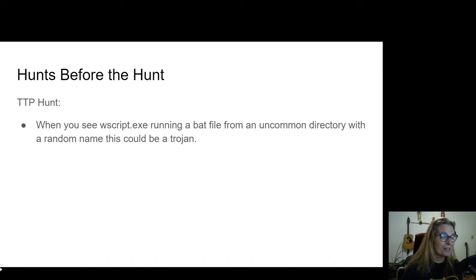All right, so I'm just going to throw this out there before we dive into the nitty gritty logs. If you're looking for a quick hunt, the big thing about this particular Trojan, which is still pretty common, is that it uses WScript to run a bat file, and this particular bat file is purely random. And it's in an uncommon directory, not one we see very often. So if you're looking for a hunt, go for it. Do you want to stick around? Let's take a look at the logs.